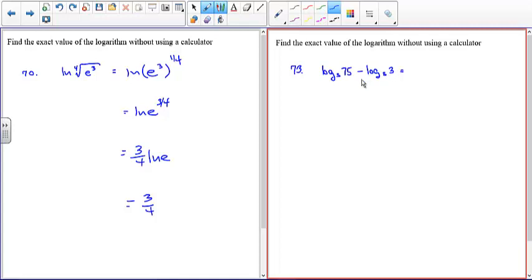Okay, so we're going to do these together. There's two ways you can do it. You could use the properties of logarithms to combine this together. It's probably the easiest thing to do. So you've got the natural log of 75 divided by 3. So I've used the quotient property of logarithms. So it's 25. And now what the heck do we do?